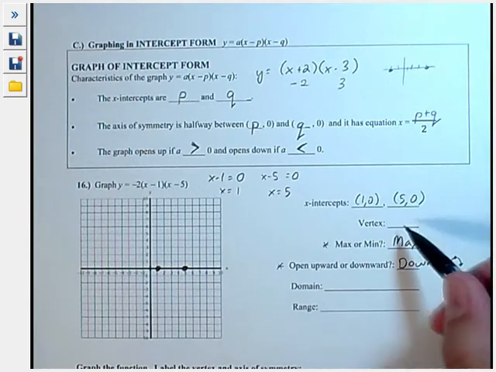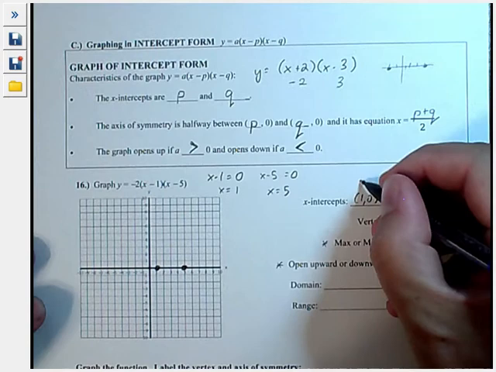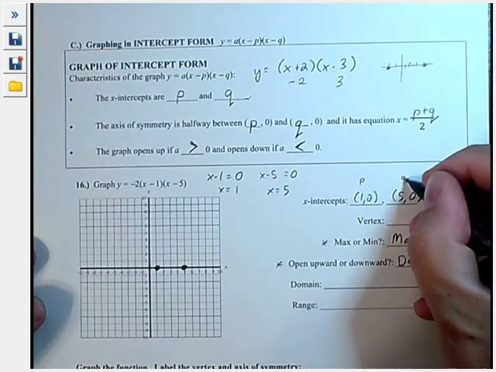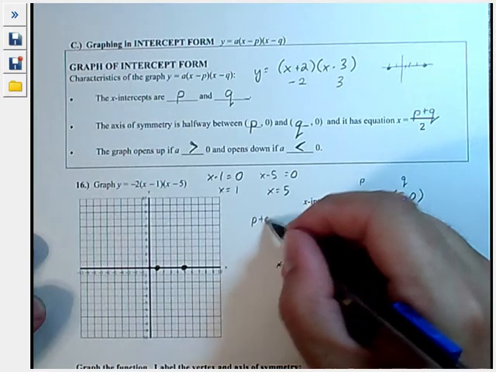Now our vertex can be found by taking p, this one is p, and q, this one is q. We're going to add them together and divide by 2.